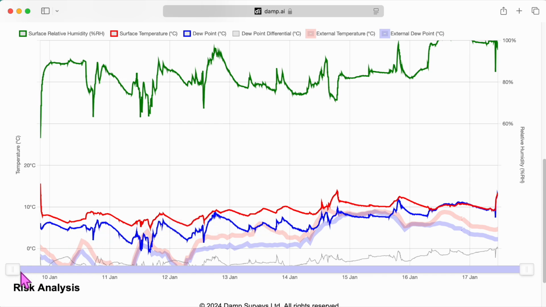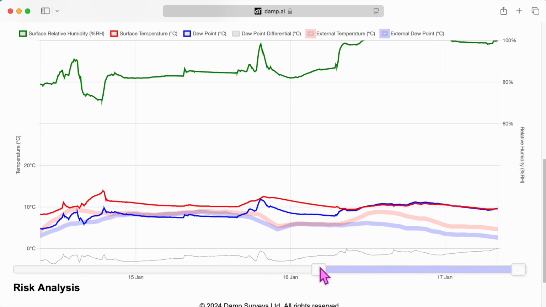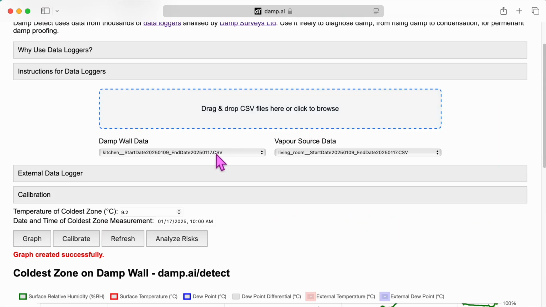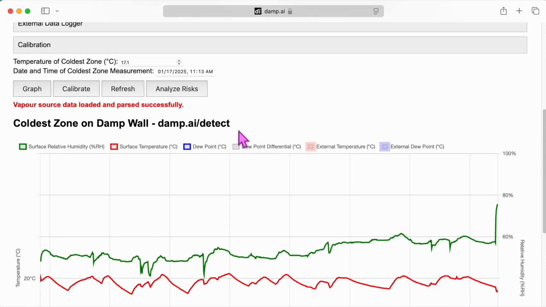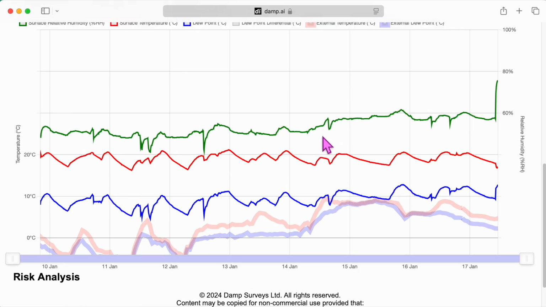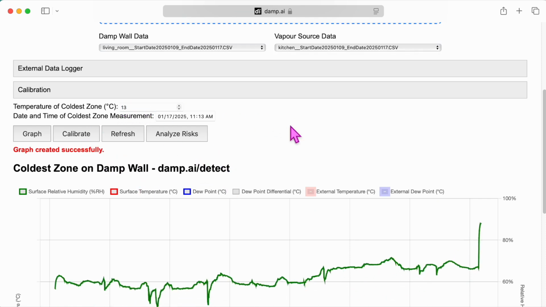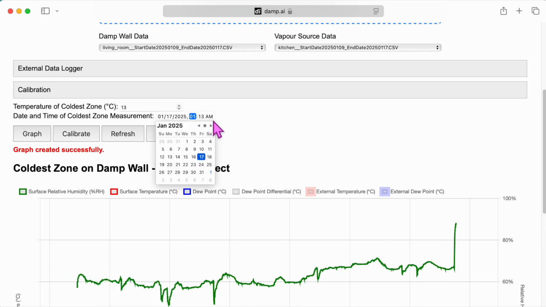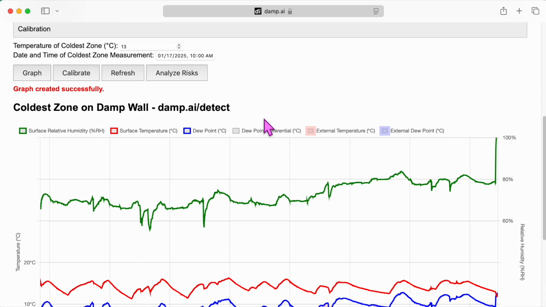So use this. You can zoom in and just inspect one day, get a better idea of what's happening. You can switch between rooms and compare it the other way around. Obviously, in this case, you'll need to put in whatever the temperature of the living room was at the time, and I do have that, but I don't have that to hand. But the surface relative humidity is less.